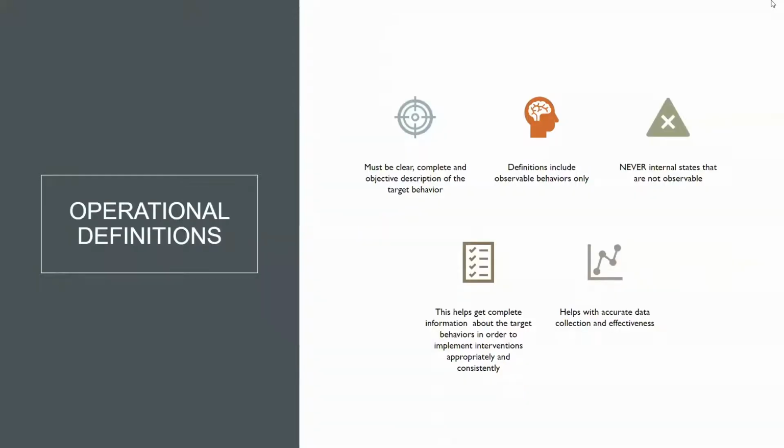Operational definitions must be clear, complete, and objective to the person who is reading it. The purpose is so that they can understand and follow exactly what the definition is defining so that the person can accurately record data. Operational definitions should only be for behaviors that can be observed, never internal states such as thoughts or feelings. One cannot observe those. This helps with understanding the information of the target behaviors completely in order to implement interventions correctly. It helps with accurate data collection for the behavior analyst to analyze.